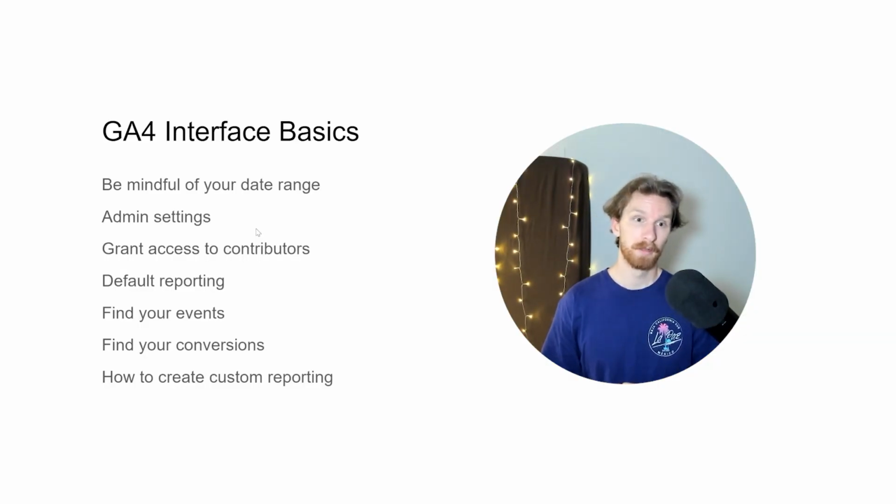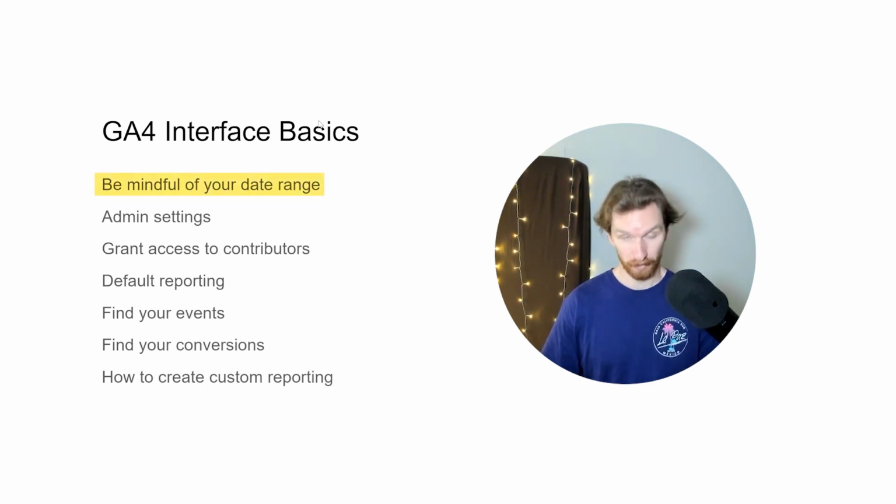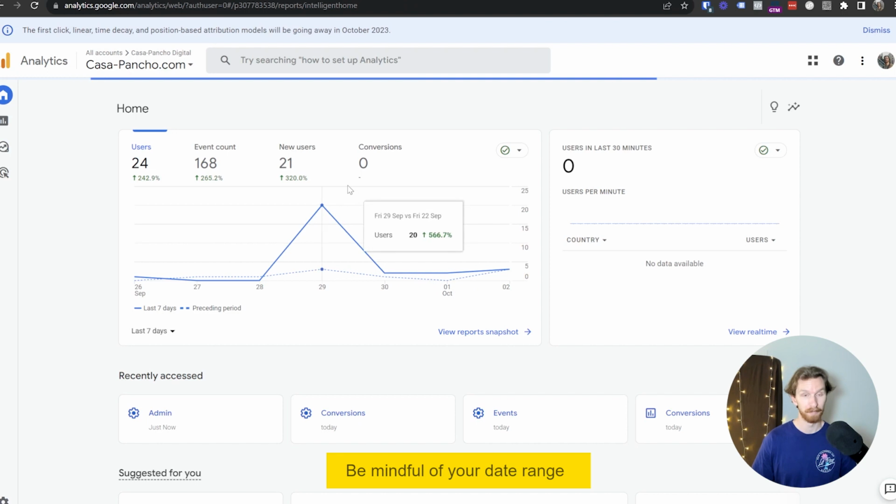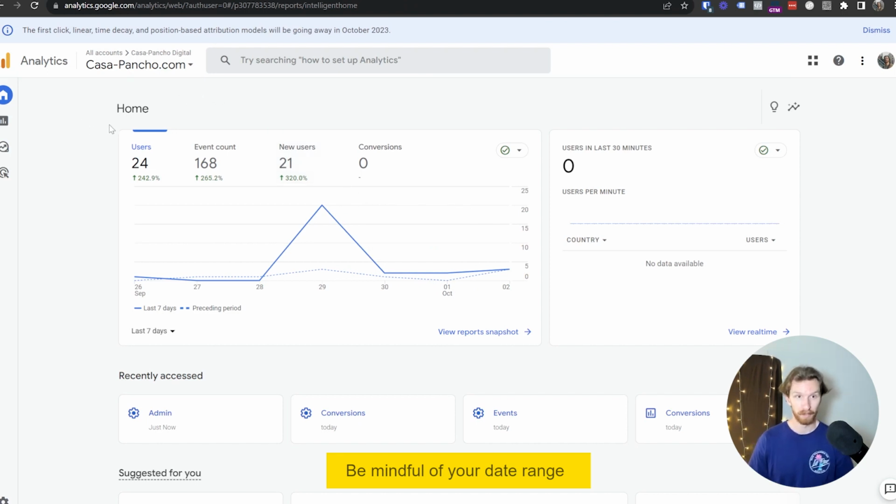So it's always important when you're jumping into Google Analytics 4 to be mindful of your date range. Now, what does that mean? Well, we're on the homepage here. This is my casaponcho.com website. You can see the users here, the event count, new users. Now you'll see in this card on the right, this is by default when you create your account. There's users in the last 30 minutes. This is Google Analytics real-time report. And what I mean by that is they give you a 30-minute window for real-time data.